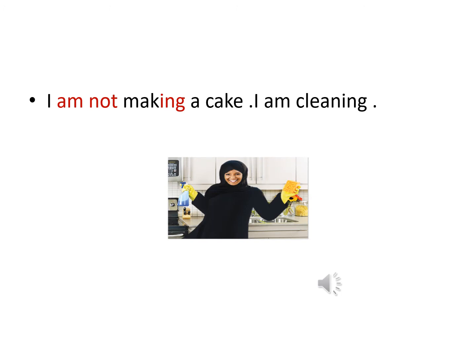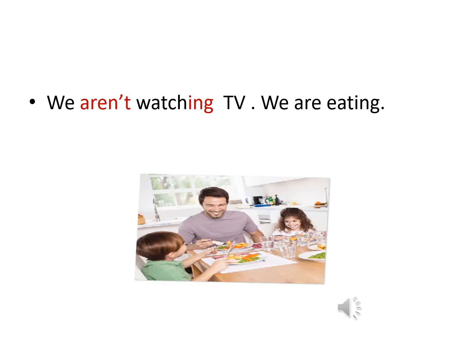Look at this picture. I am not making a cake. I am cleaning. As you notice here, we use am not and we add the ending ing to the verb. I am not making a cake. It's a negative form. I am cleaning. We aren't watching TV. We are eating. As you notice here, we use aren't and we add the ending ing to the verb. It's a negative form.